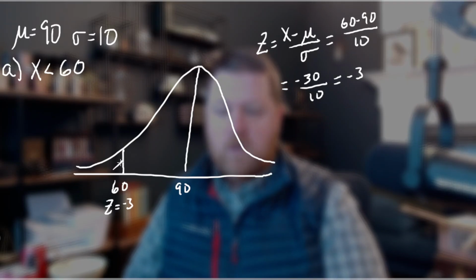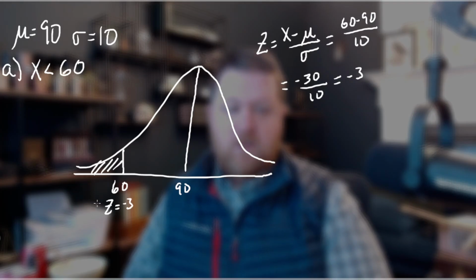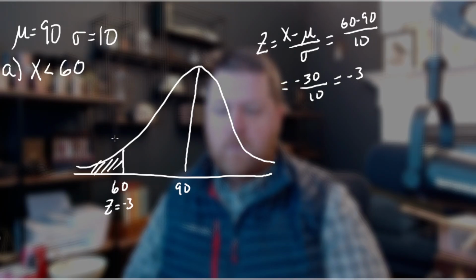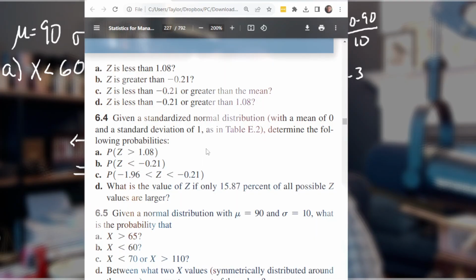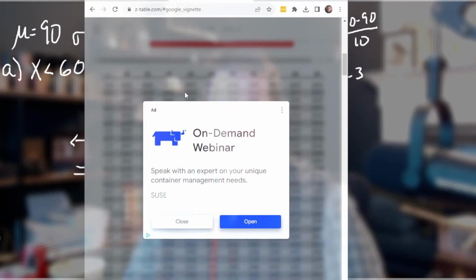Okay, and we're looking for this area right here. The area to the left, because it's the area less than 60. That's what we're looking for. So let's go look at our z table. We know that our z table is going to give us the area to the left. That's what this table always does. So let's jump back to our z-score table.